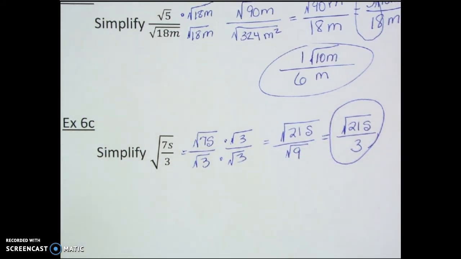All right, so that is our part 3 of rationalizing the denominator. And these will take a little practice for us to get good at them.